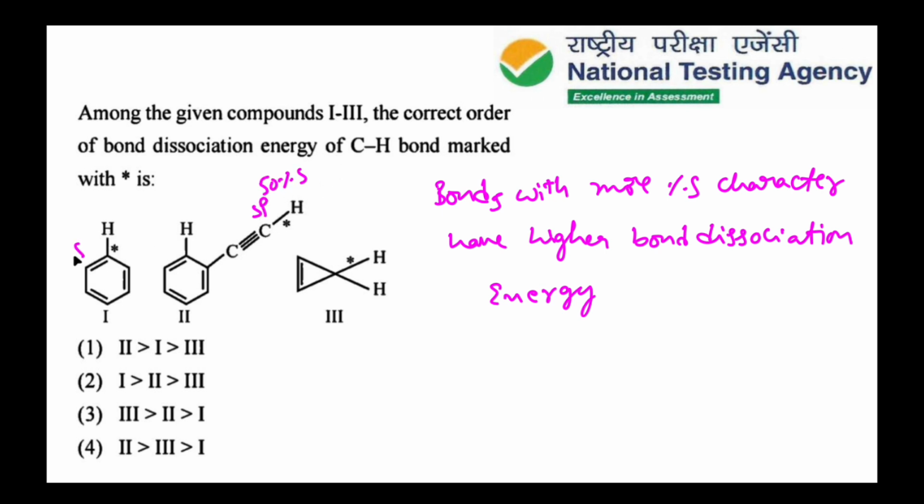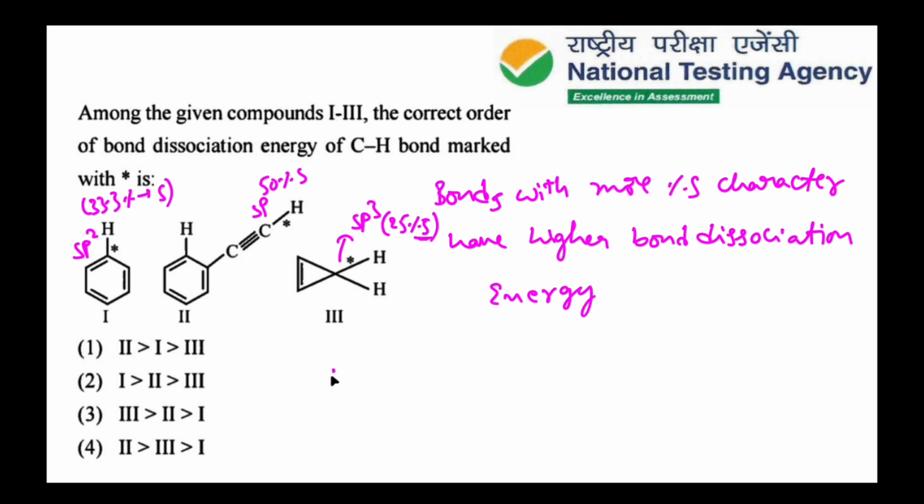Then the CH bond is sp2, that is 33.3% s character is present. This CH bond is sp3, so only 25% s character is present in this. So the more the percentage of s character, the stronger the bond, and more bond dissociation energy is required.